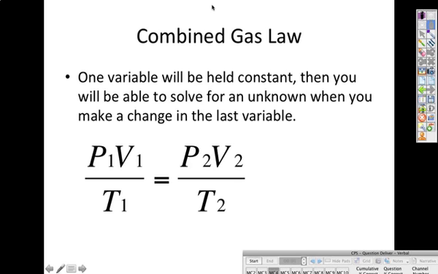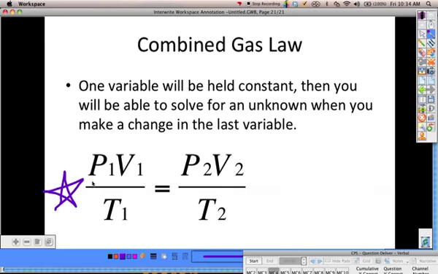And here is the third equation for the day. P1, the first pressure, times the first volume, my initial conditions, divided by the first temperature, is going to be equal to some final pressure times some final volume divided by some final temperature. What unit does temperature always have to be in for these problems? Kelvins, good.